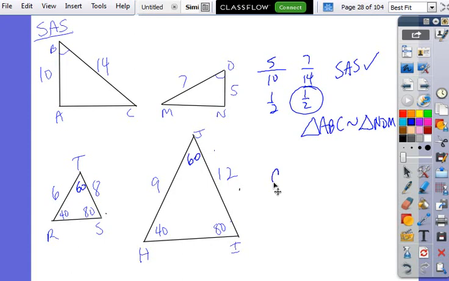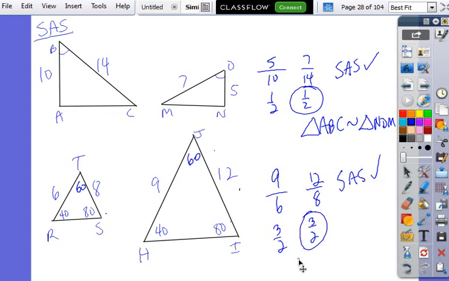Then I check the sides and see if I get the same fraction. 9 matches up with 6, that's 3 over 2. 12 matches up with 8, that's 3 over 2. So if these two things work and the angle, the 60, is in the right spot, side angle side does work. Scale factor is 3 over 2. And if I said something like triangle RST, what would it have to match? Follow your angles and you've got to set up.